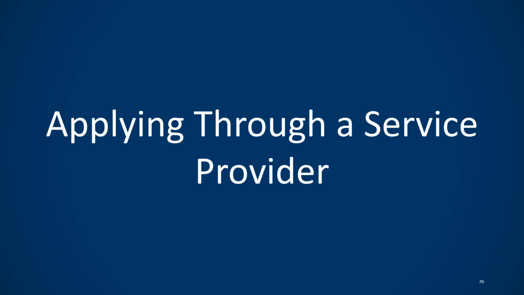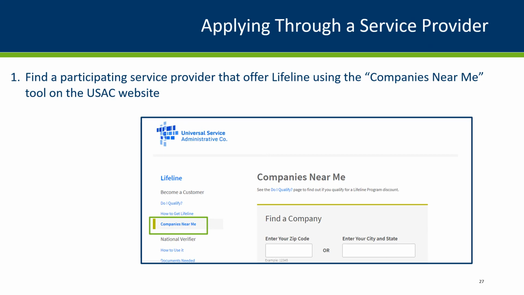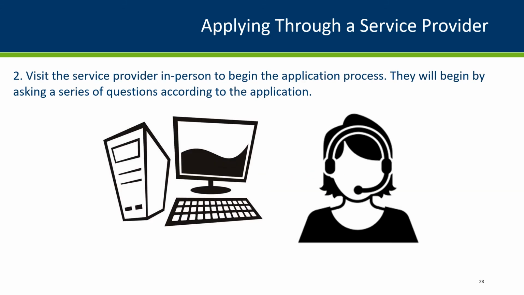Finally, I will go through applying through a service provider. If you are applying through a service provider, find a participating service provider that offers Lifeline using the company's Near Me tool on the USAC website. Next, you will visit the service provider location in person to begin the application process. They will fill out the application for you by asking you a series of questions according to the application.